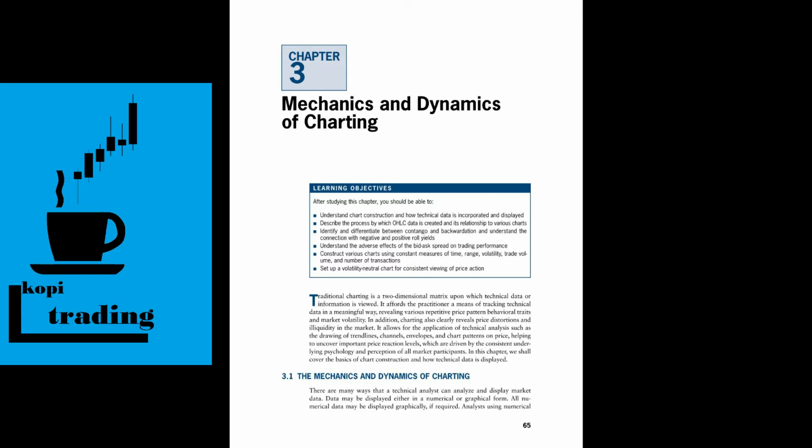Traditional charting is a two-dimensional matrix upon which technical data or information is viewed. It affords the practitioner a means of tracking technical data in a meaningful way, revealing various repetitive price pattern behavioral traits and market volatility. In addition, charting also clearly reveals price distortions and illiquidity in the market.